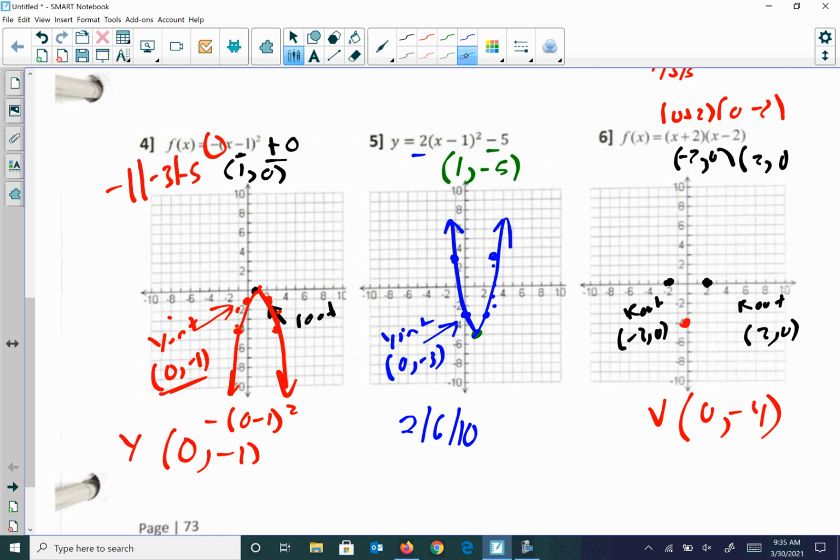My pattern graph will indeed be, because there's 1 up front, 1, 3, 5. So I go right 1 up 1, left 1 up 1, right 1 up 3, left 1 up 3. There it is. Notice my vertex is also my y-intercept. So 0, negative 4 is my y-intercept as well. It happens to be the same as the vertex in this case.